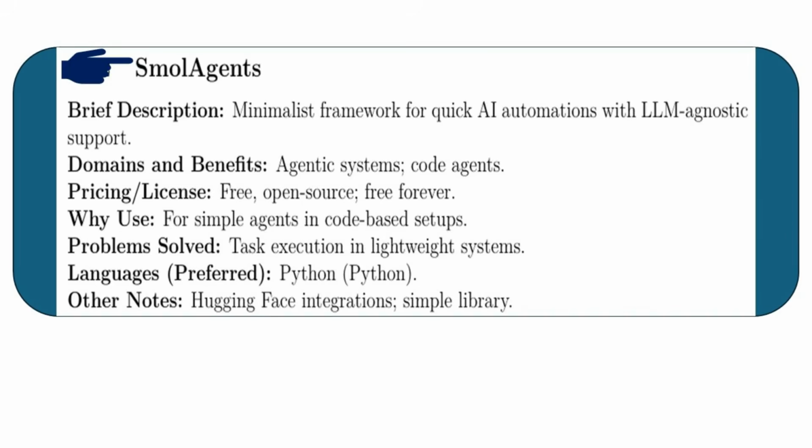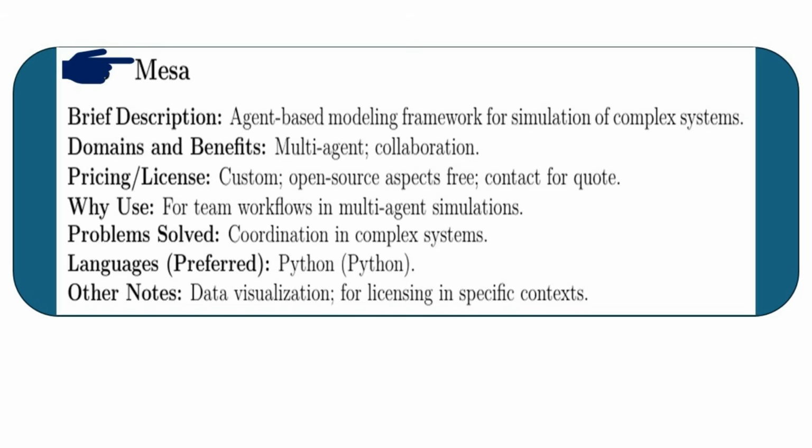Smolagents: minimalist framework for quick AI automation with LLM-agnostic support. Agentic system code agents is the domain area and benefit, and it is free, open source, free forever. That's awesome. For simple agents in code-based setups, and the problem solved is task execution in lightweight systems. Python is preferred. Hugging Face integration, simple library.